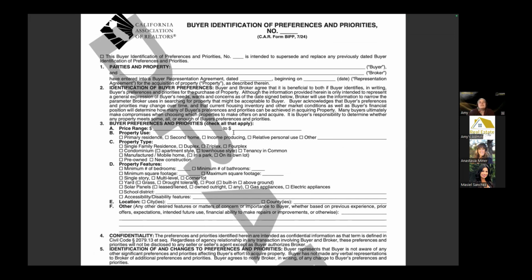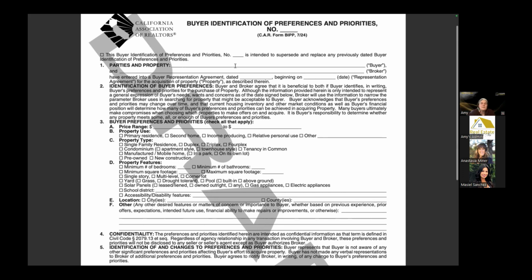This also allows them to very clearly state what they're looking for, because I was part of a lawsuit where they said I wasn't looking out for their best interests. It allows them to sign and acknowledge what they said they were looking for. So this is a great form to use. Protect yourself.